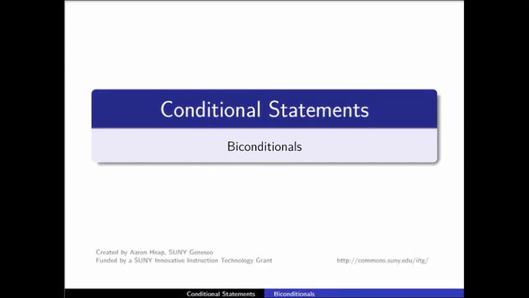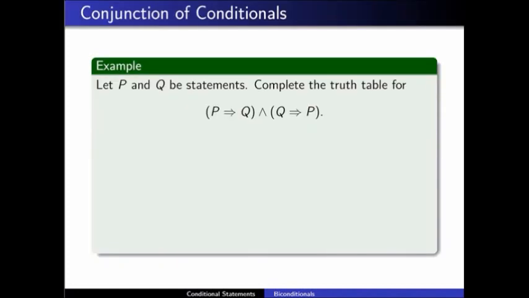In this screencast, we will look at another example of a truth table that will help us introduce the notion of a biconditional statement. Consider the following example. P implies Q and Q implies P. And let's complete the truth table for this.